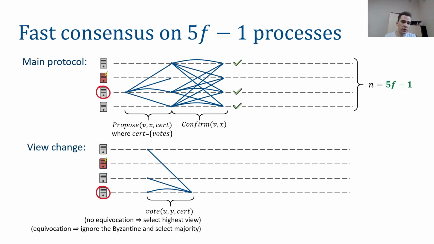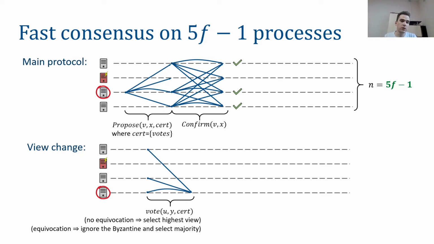Here is the scheme of the solution. The main protocol remains the same as it has always been, and the view change protocol is adaptive. If it doesn't detect an equivocation, it uses the highest view number rule. Otherwise, it ignores the vote from the exposed Byzantine process and uses the majority rule among the other votes.